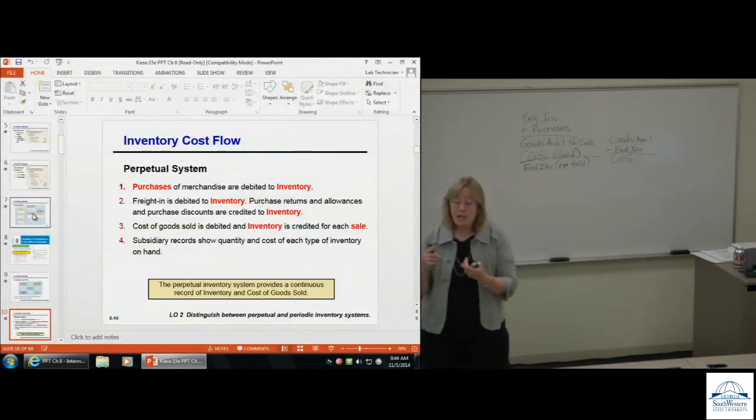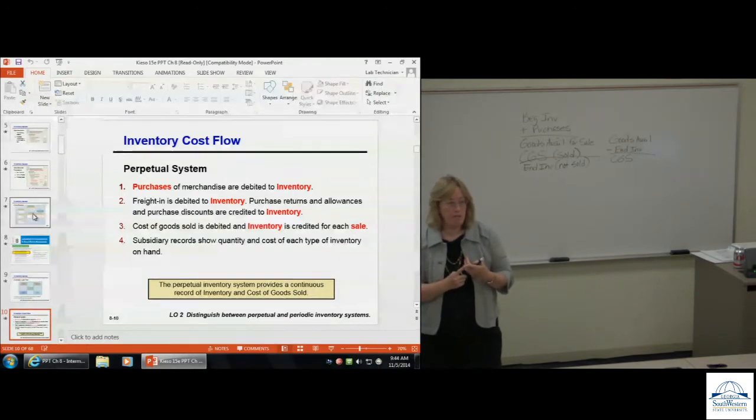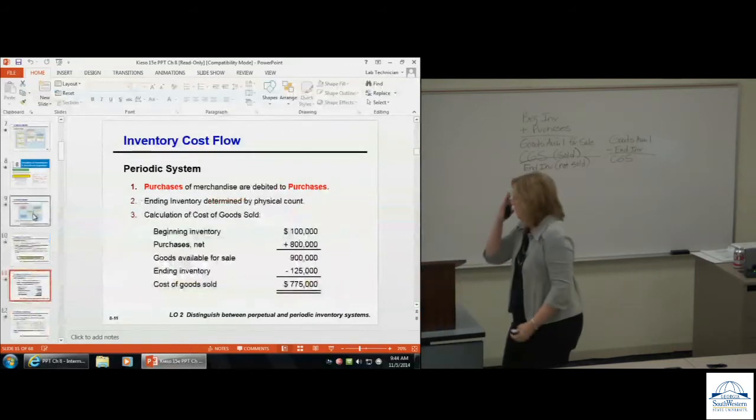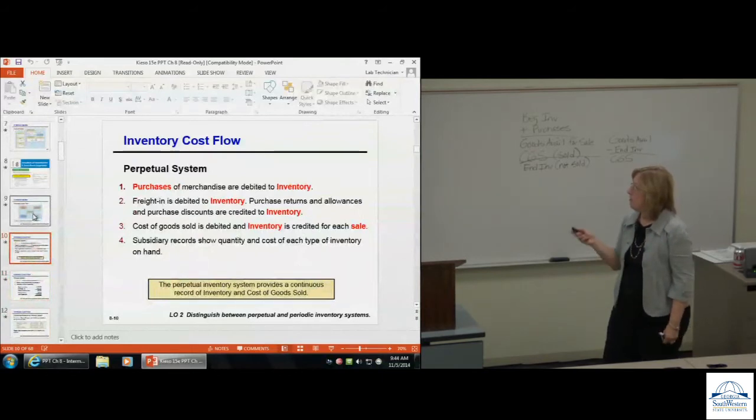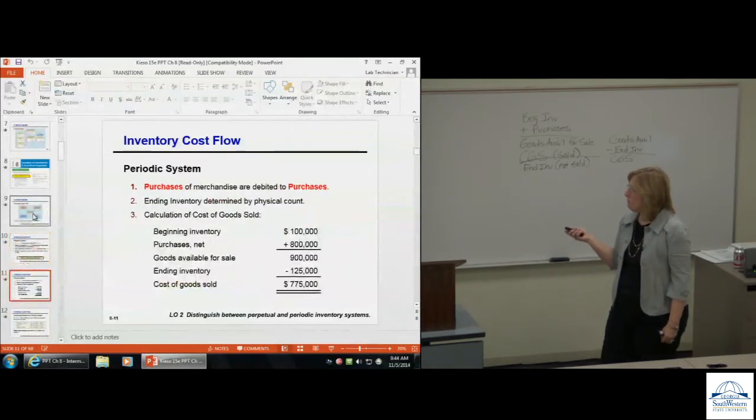They record the sale, how much I paid for it, and they record the fact that it's taken out of inventory, and they put it in cost of goods sold. Okay, so this is the perpetual system.